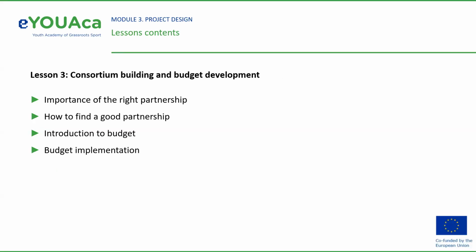Finally, Lesson 3 is focused on how to build an effective consortium of our project and how to develop a comprehensive budget. We will analyze why a right partnership is essential for a project success and how can we manage to find good partners. We will then consider some useful techniques of cooperation and communication among partners. We will then focus on budget. What is it? Why is it so important? Which are the main parts of it?